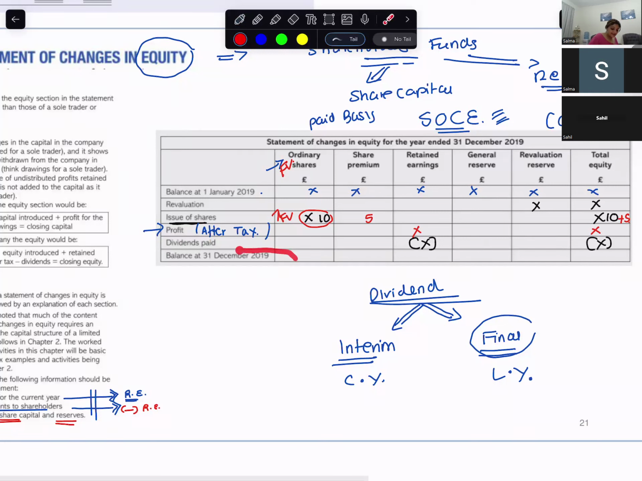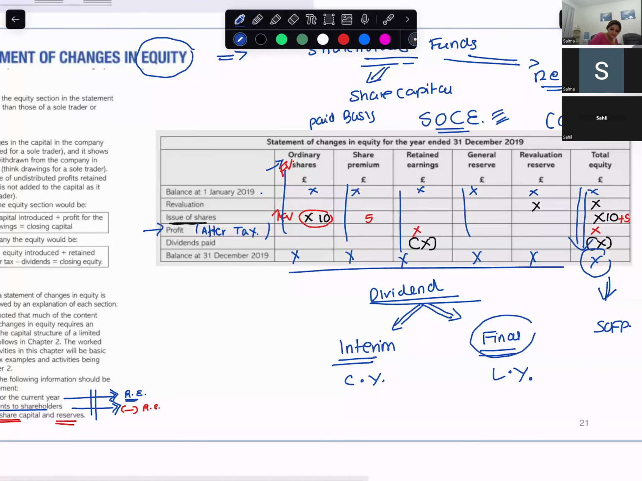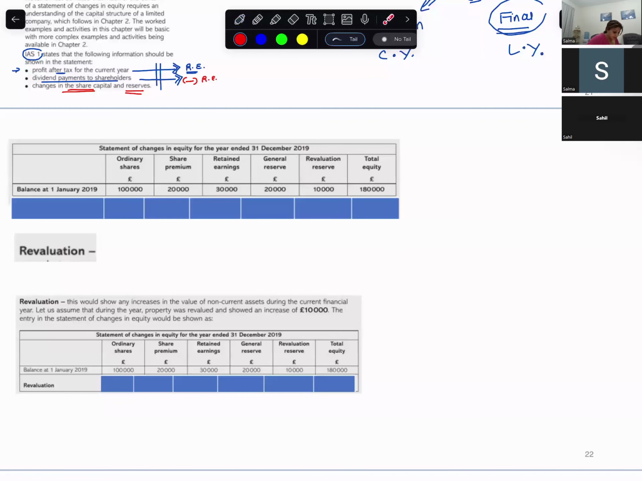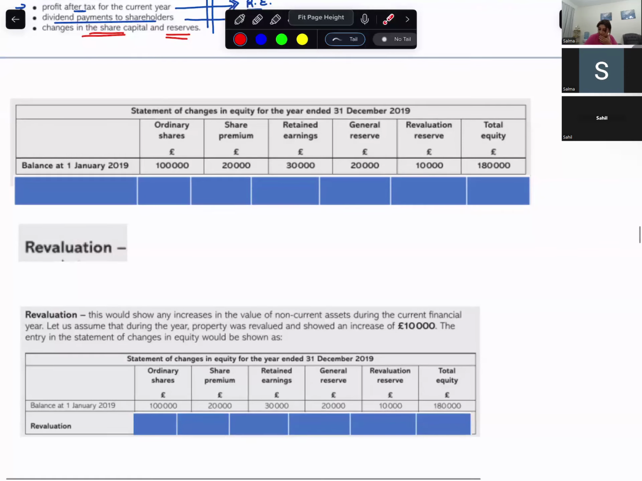Now balance at the end. This would be the total for each column, and this is the amount that has to come in your statement of financial position. Please note that this total from up to down and this total from left to right should be the same. This is the statement of changes in equity.